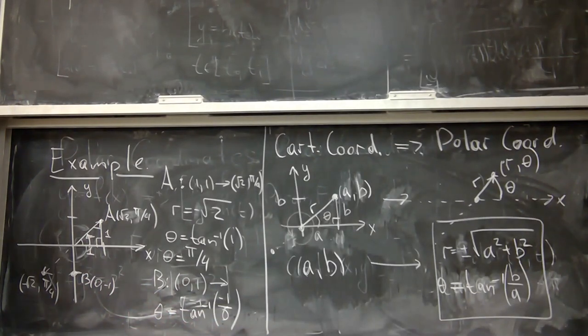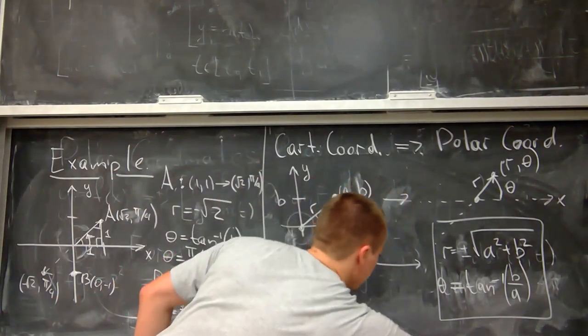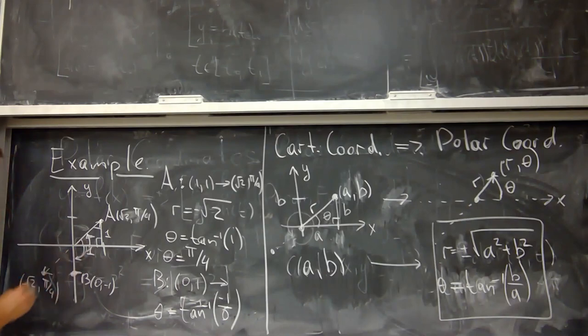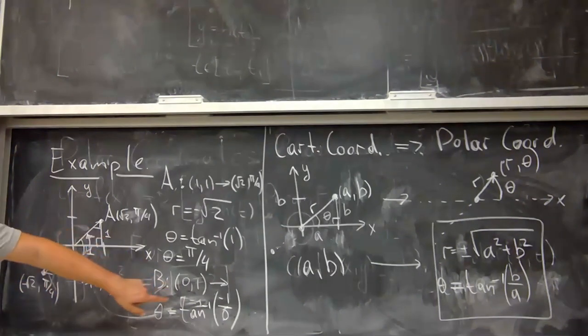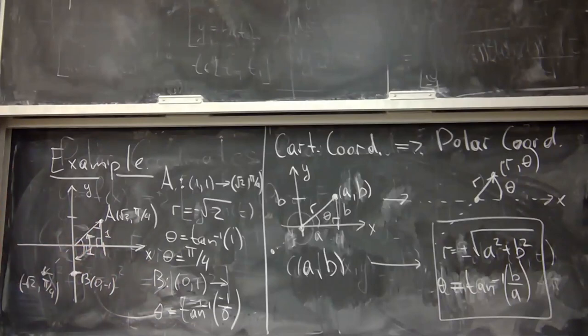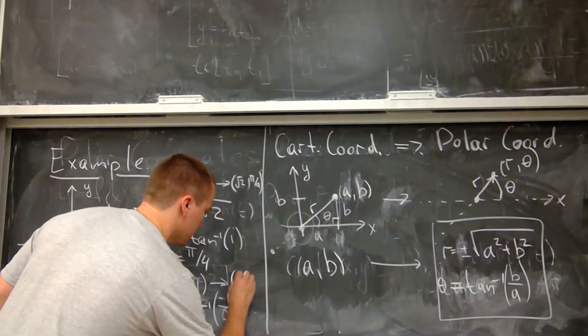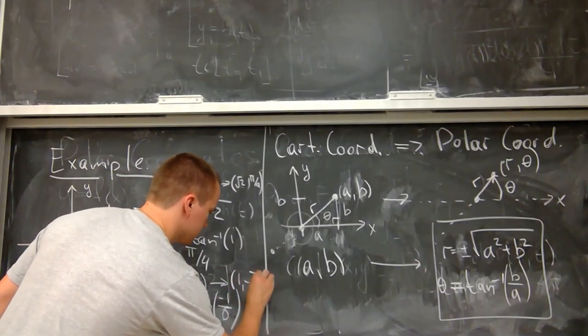The first thing that we can see, based on this picture, is that we don't need to do any formula. If I rotate my original vector by negative pi over 2 and go by a positive 1 direction, I will get this point. So my polar coordinates is going to be 1, negative pi over 2.